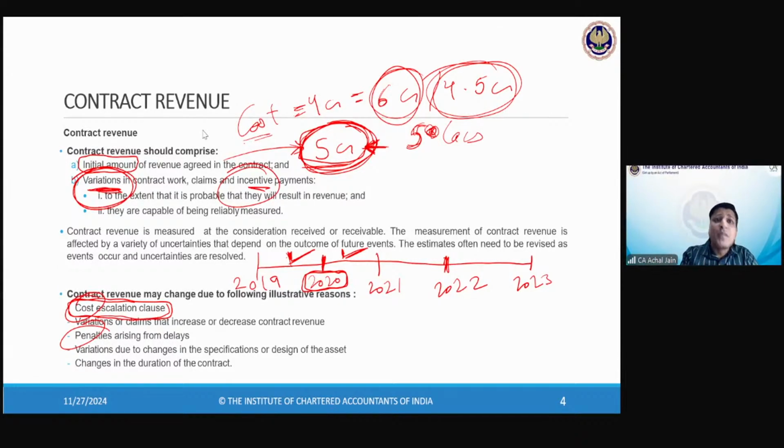Only when it will be known to both the parties, that is when they will enter into a discussion. So let's suppose tomorrow the contractor comes and says that my cost is now 4.5 crore, so I want to increase this revenue to 6 crore or say 5.5 crore. Do you think the customer will agree immediately?